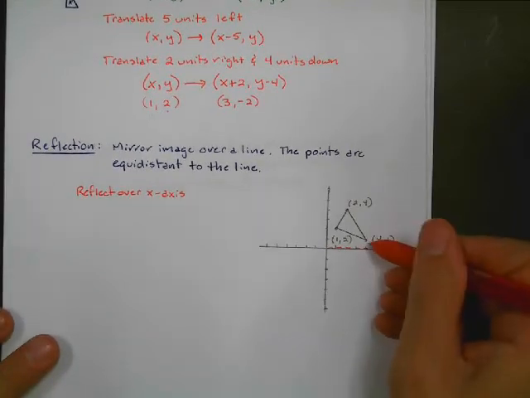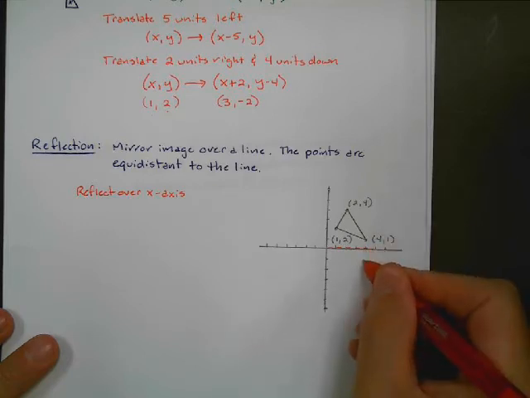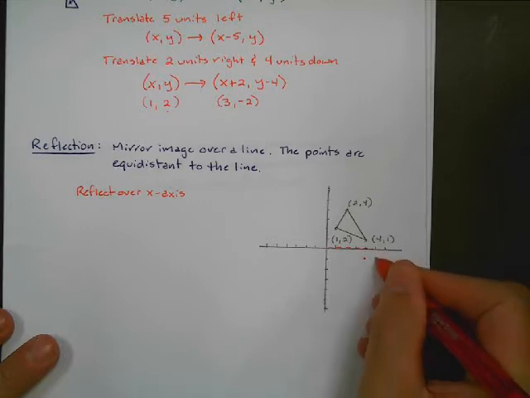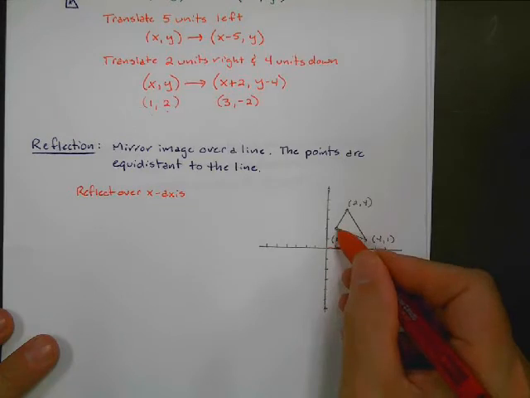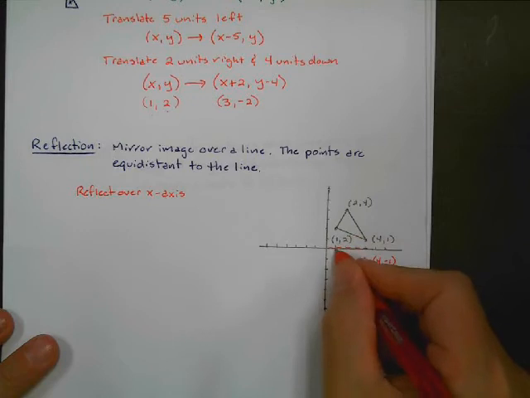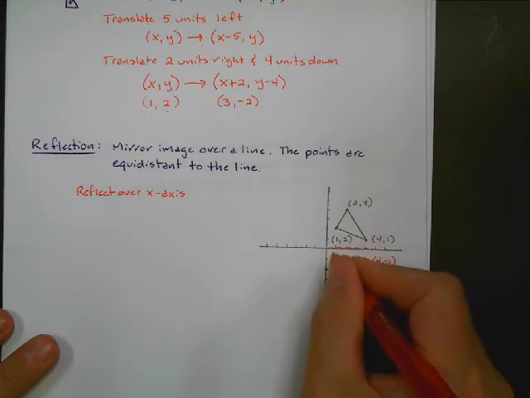So if I reflect this, this is 4, 1. Right now, 4, 1 is 1 unit away from that line of reflection right there. So I would just put the new point here at 4, negative 1. So 4 stayed the same, but 1 became negative 1. Now over here I've got 1, 2, so now we're 2 units away from the x-axis, so I'm going to go 2 units away down here. And that point, which used to be 1, 2, is now 1, negative 2.